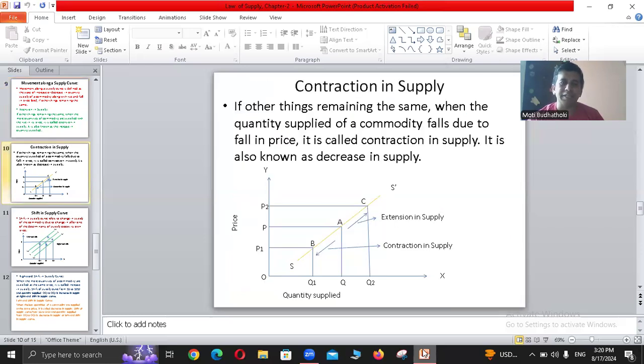And another one is contraction in supply. If other things remain the same, when the quantity supplied of a commodity falls due to a fall in price, it is called contraction in supply. It is also known as decrease in supply. Now we can explain it with the help of the following figure.